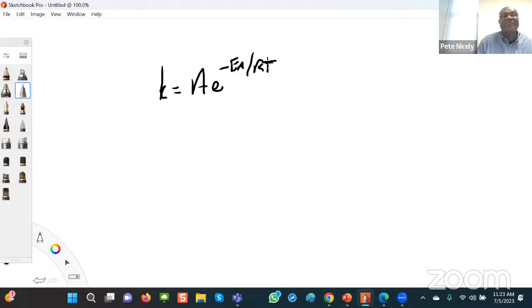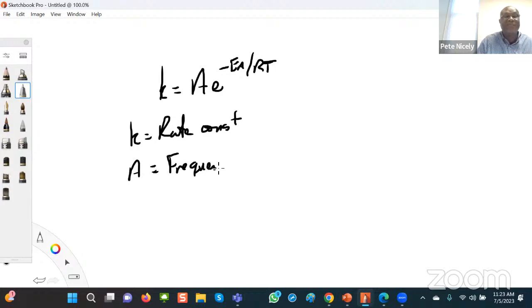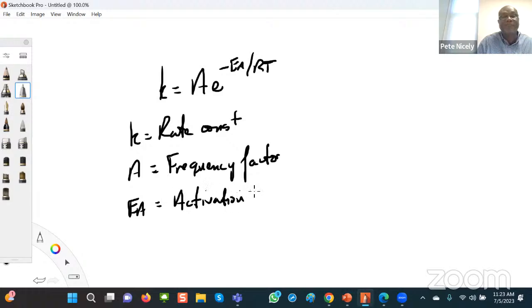Let me just briefly explain what each of these terms are. k is the rate constant. A is what is called the frequency factor. Ea is the aforementioned activation energy. R is the molar gas constant.